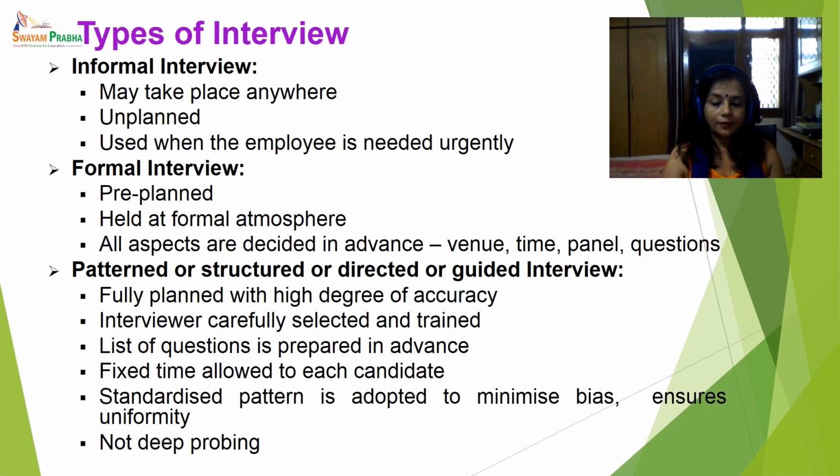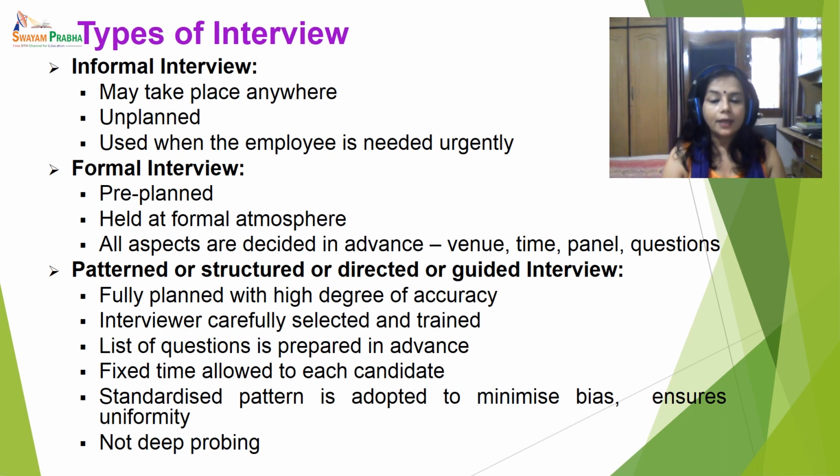Types of interview. First type is informal interview. As the name suggests, it may take place anywhere, no fixed time, no fixed place, venue. It is unplanned and it is used when the employee is needed urgently. So as and when you are meeting a person, you are talking with that person and interviewing, and you are taking him up for the jobs in the organization.